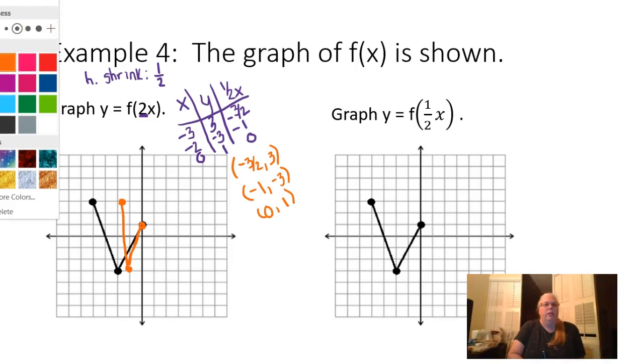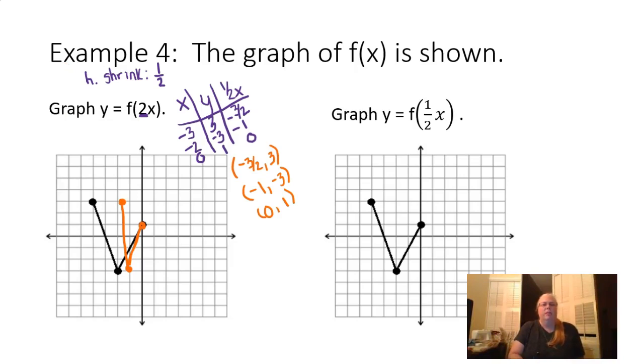All right, let's take a look at y is equal to f of 1/2 of x. And this one is actually going to be a horizontal stretch. And the stretch is going to be 1 divided by 1/2, which is just going to be 2. So we've got a horizontal stretch times 2.